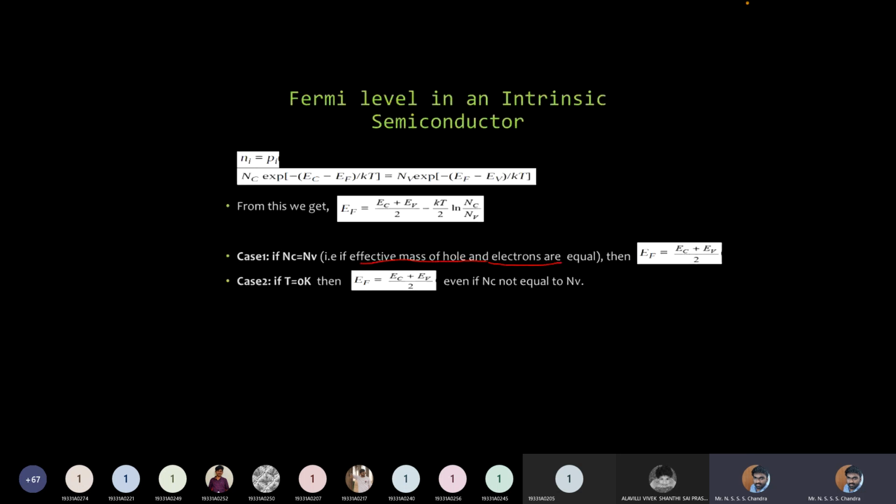We have seen that in case both the effective mass of hole and electrons are equal, then the Fermi energy level will be exactly the average of your conduction band energy level and valence band energy level. Ef is equal to (Ec plus Ev) by 2. Or otherwise, in case the temperature is absolute 0 Kelvin, then irrespective of the effective masses, the Fermi energy level will be the exact average of your Ec and Ev.